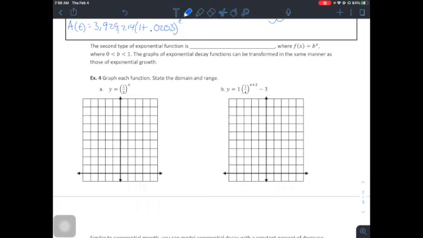The second type of exponential function is exponential decay, where f of x is equal to b to the x power. This time the base is a number between 0 and 1 instead of being a number greater than 1. So we graph them the exact same way. So if I have y equals 1/3 to the x power, I'm going to make a table: -2, -1, 0, 1, 2, because our exponent is just x.